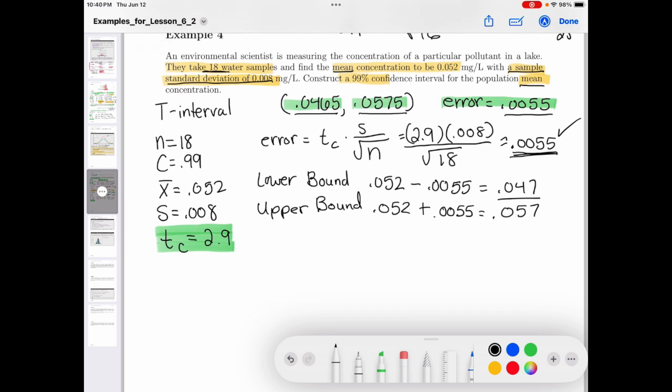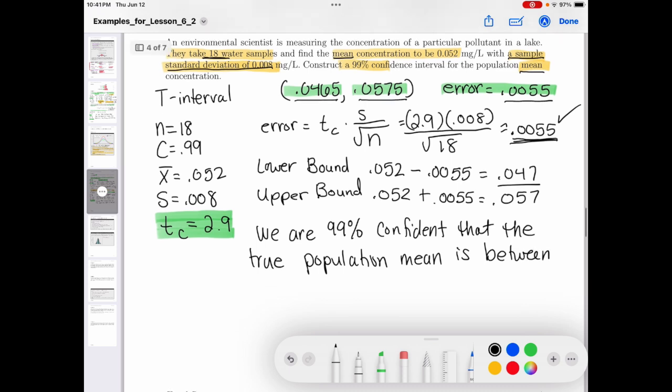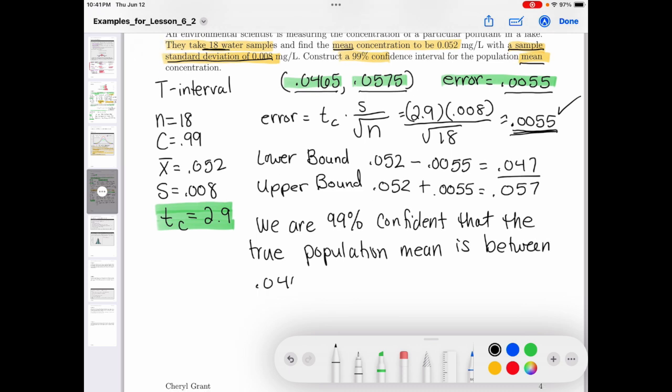All right, now for our conclusion, we would say we are 99% confident that the true population mean is between 0.0465 milligrams per liter and 0.0575 milligrams per liter.